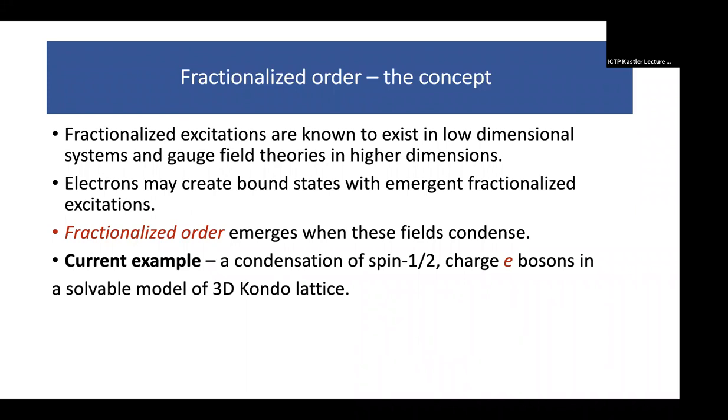It's a three-dimensional Kondo lattice where we manage to treat the strongest interactions exactly and basically derive this fractionalized order under complete control. This fractionalized order will be a condensation of spin 1/2 charge e bosons.